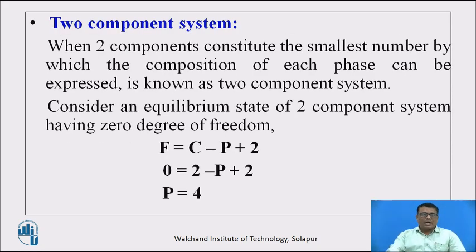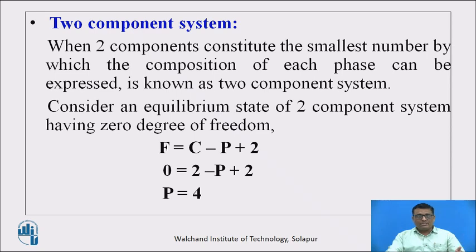Now we'll see the two component system. What is the meaning of a two component system? When two components constitute the smallest number by which the composition of each phase can be expressed, it is known as a two component system. Consider an equilibrium state of two component system having 0 degree of freedom.